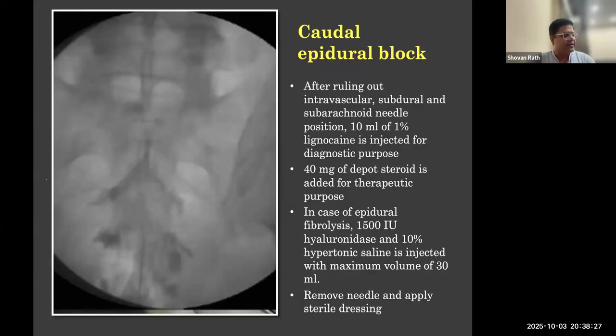Normally for conditions like multiple level involvement, also in cases where epidural adhesiolysis is needed, or post-surgical cases, we can go for this. In those cases, we use hyaluronidase along with hypertonic saline. 10% normally is not available, so we use 3% hypertonic saline with a steroid combination. Also, many times we put a catheter inside, keep the catheter in for 1 or 2 days, and repeat the procedure on the next day. This is a tricky, painful procedure, because caudal epidural injection of steroids or hypertonic saline is a little bit painful.